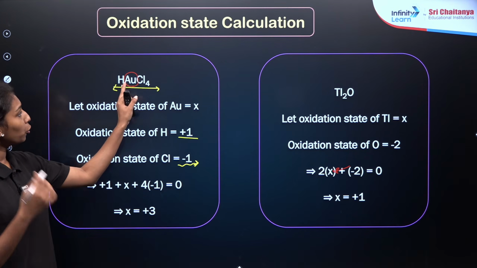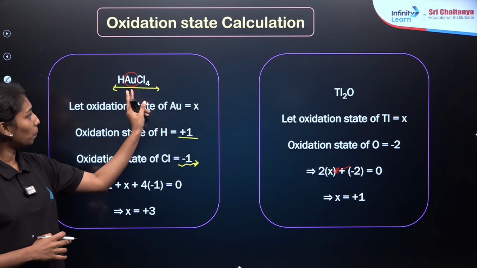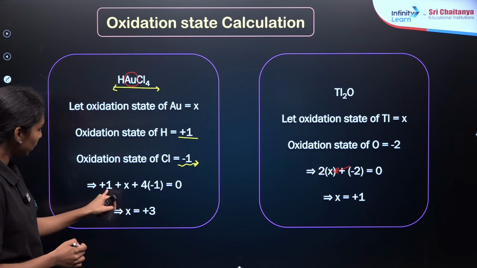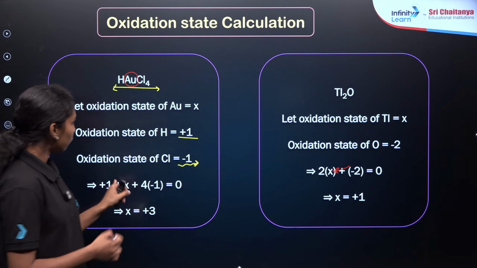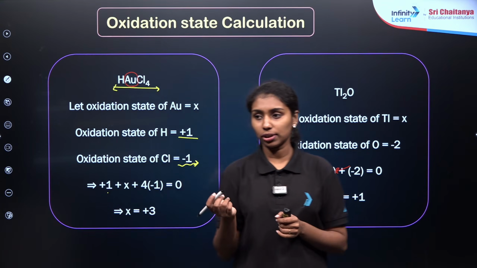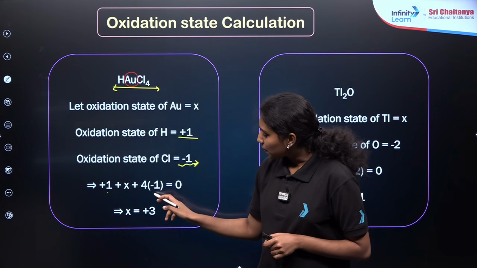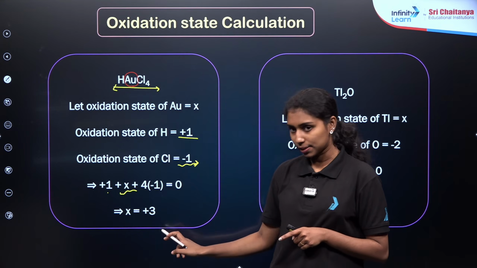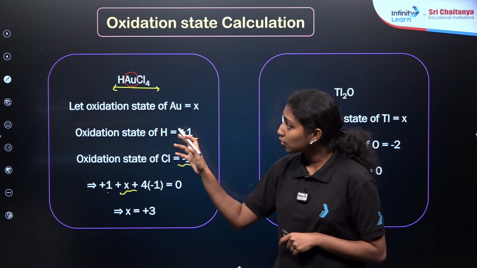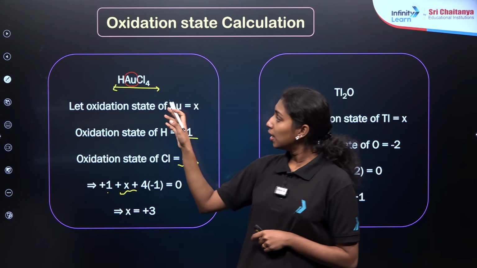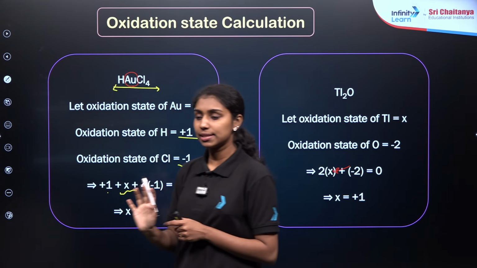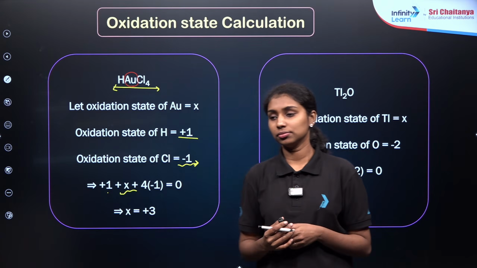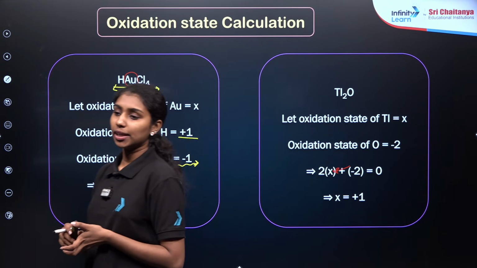So as we already know, in order to find out the oxidation state of this complete compound, we need to add the individual oxidation states, right? So I am taking here +1 for hydrogen, X for the gold, and 4 into -1 for the 4 chlorine atoms, right? So it will be equal to the sum. So if you are solving here, you will get the answer X is equal to +3, which means that the oxidation state of gold in this compound is +3. Is that clear? Is there any doubt?